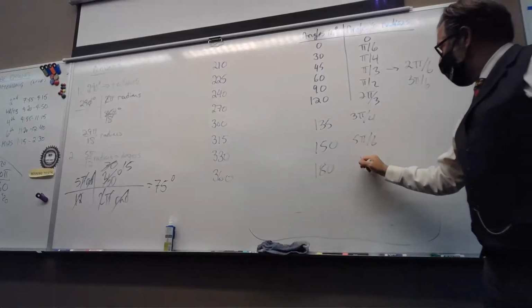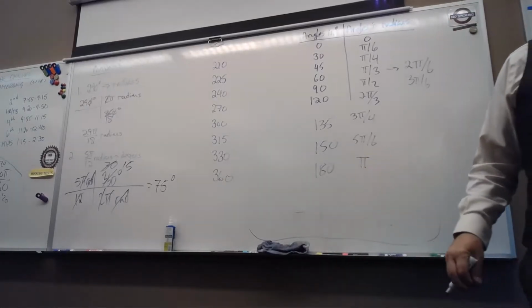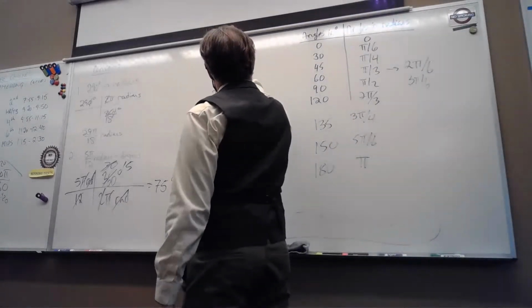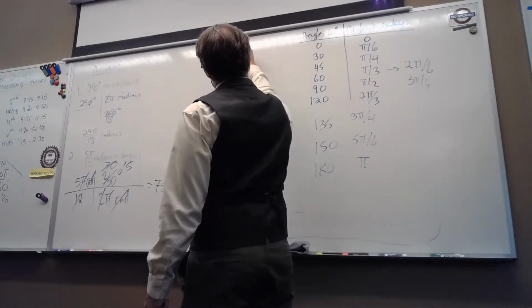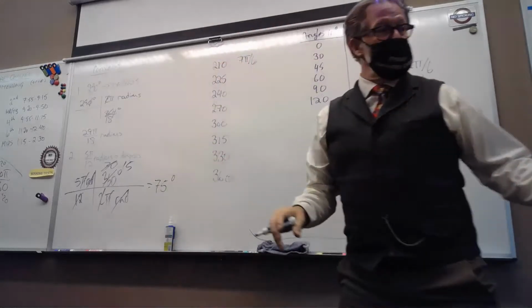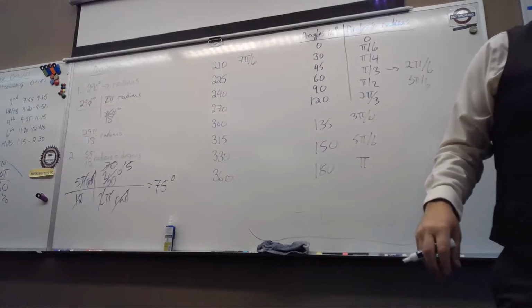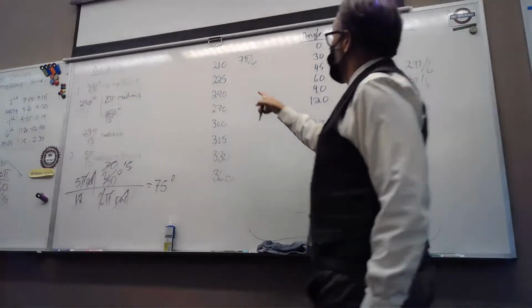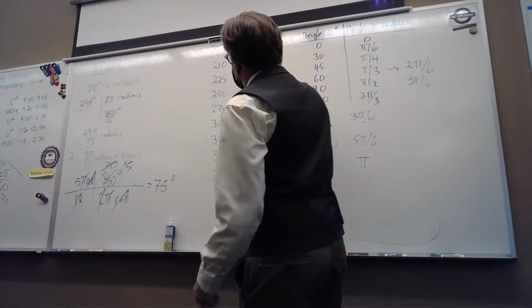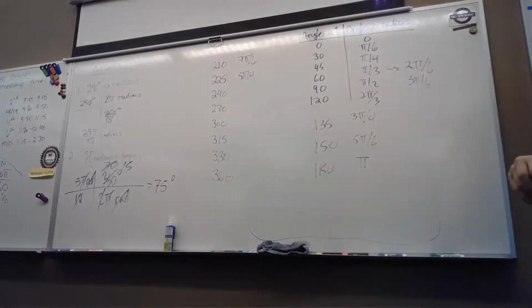180. I'll just do that one because that's too easy. Nate, 210. 7 pi over 6. Oh, look, 7 times 30 is 210. Megan, 225. 5 pi over 4. Oh, you mean that's 5 times 45 is 225?